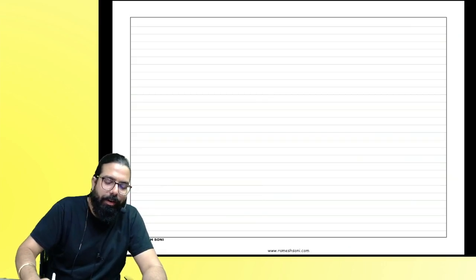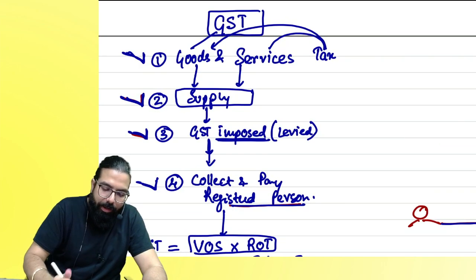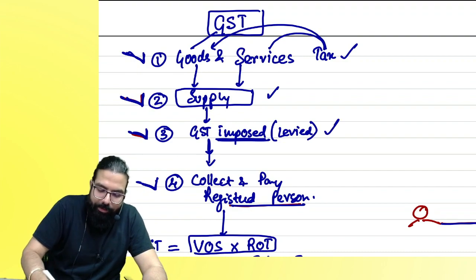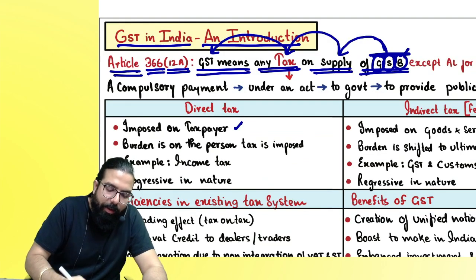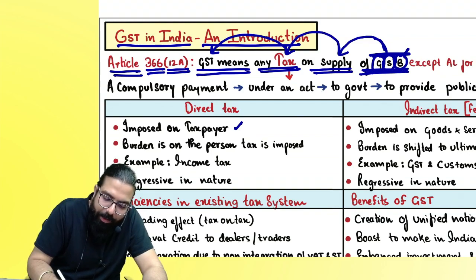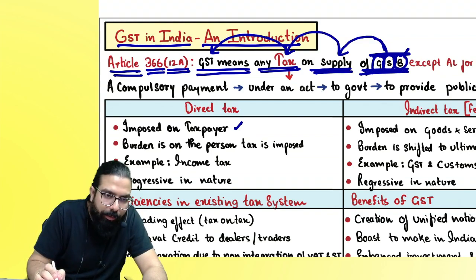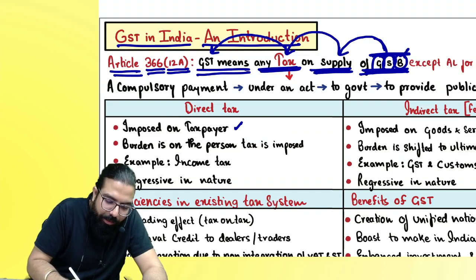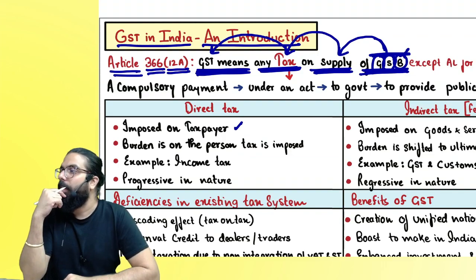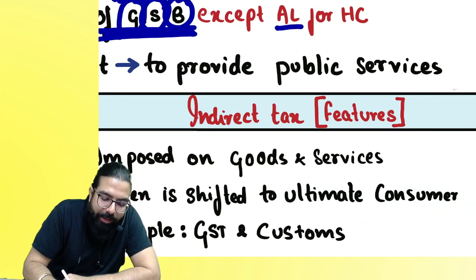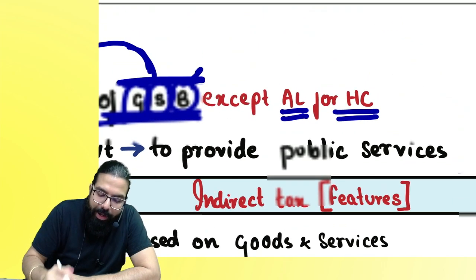GST. Sir, what is new? We already knew. Sir, whenever goods or service will be supplied, GST will be imposed. Correct or not? So they are going ahead and telling the same thing, that whenever you supply goods and service, a tax will be levied, which is known as what, everyone? Yes. Are we all clear till here? But it says over here, except alcoholic liquor for human consumption.